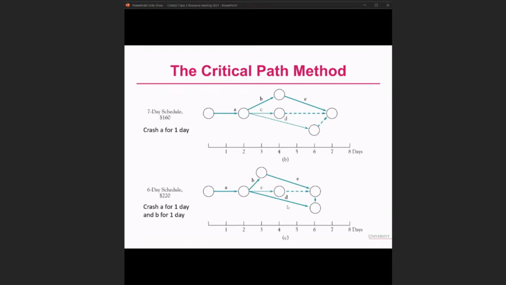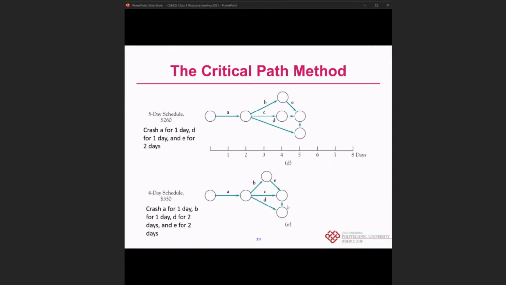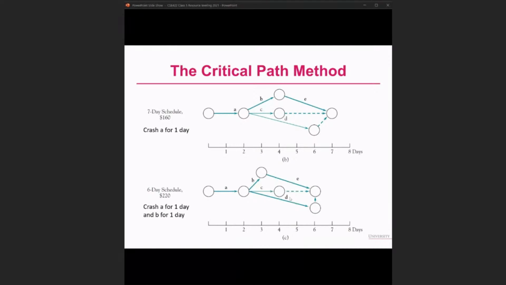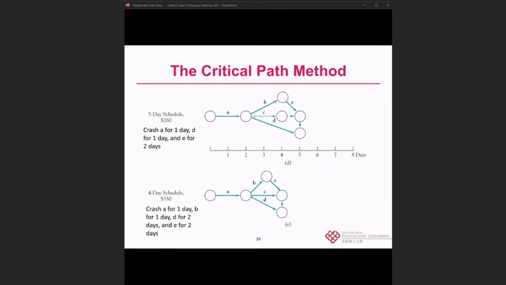For the 5-day schedule, we will recover activity B. Instead, we will crash activity A for 1 day, D for 1 day, and also E for 2 days. This makes the 5-day schedule, because now we have two critical paths, ABE and AD. So we also get 260 as the updated total cost.